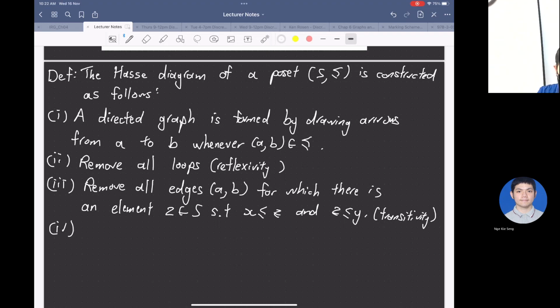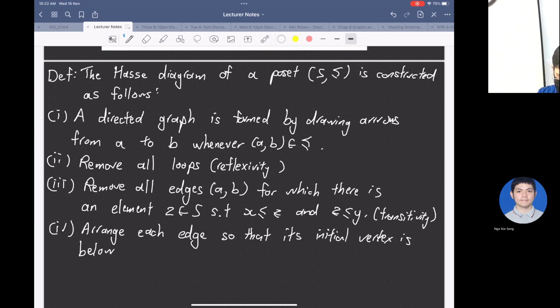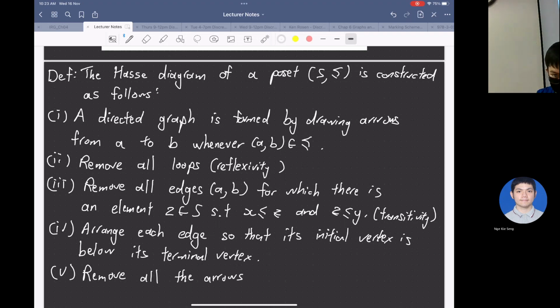And then 4, arrange each edge so that its initial vertex is below its terminal vertex. Okay, and then 5, remove all the arrows.